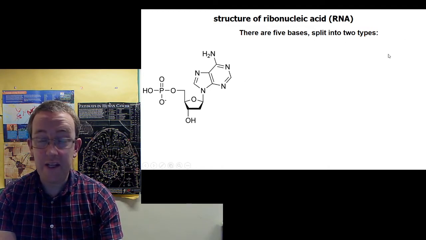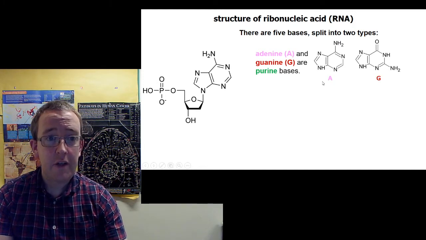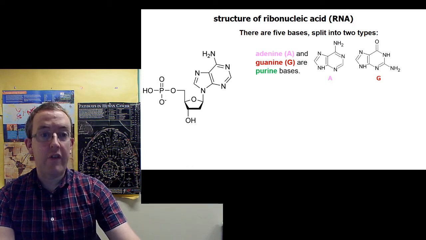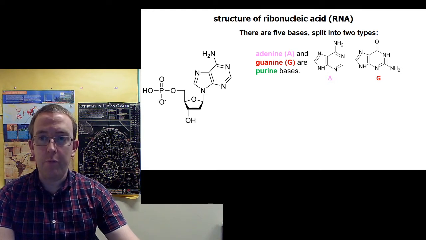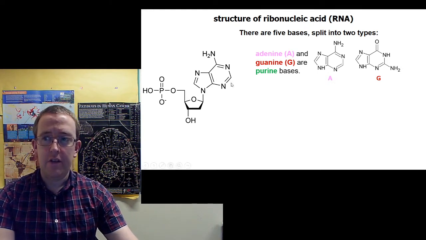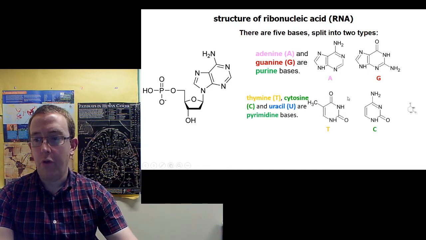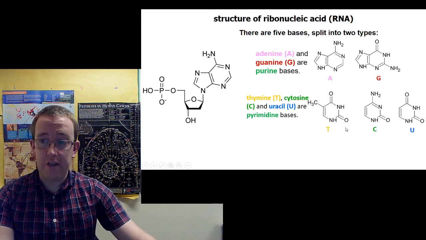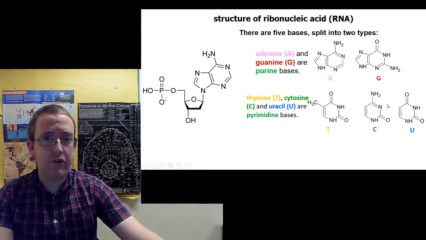Now, in terms of bases, there are actually 5 of them, and they're split into 2 different types. So you've got the double-ringed ones there, which are A and G, adenine, guanine. We call those the purine bases. So this here is, of course, A. And then we've also got thymine, cytosine, and uracil, which are the pyrimidine bases. These are single-ringed structures.